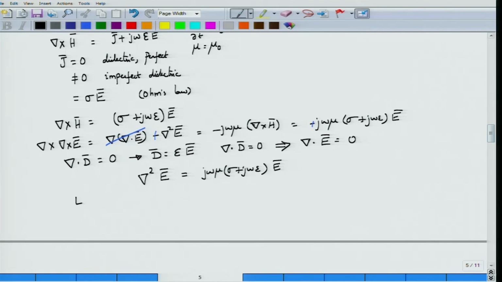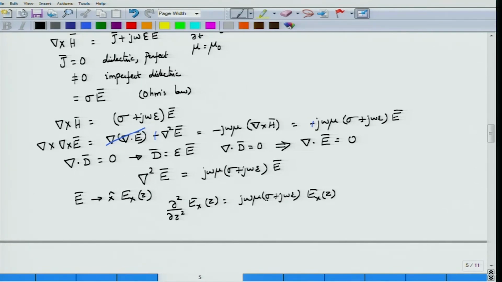So let us assume that electric field E is the x component electric field, and it is a function only of the z variable, right. So because the wave is propagating along z direction, in our assumption, this del square vector Laplacian can be replaced by del square by del z square times only Ex of z, okay, which is equal to j omega mu into sigma plus j omega epsilon times Ex.